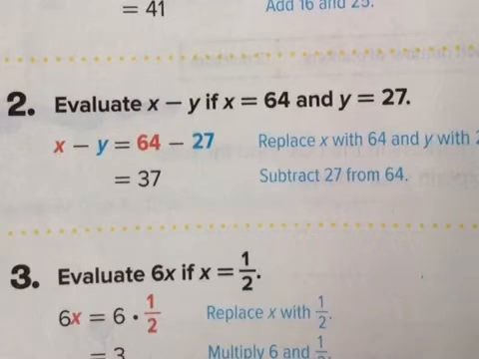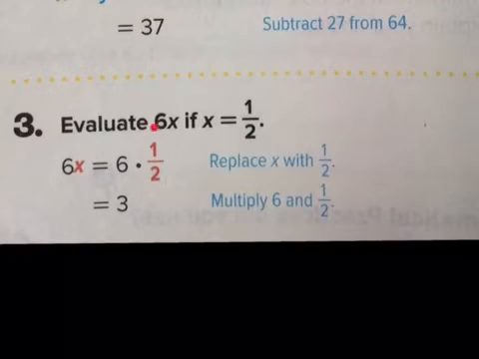And now they're telling us x minus y. Here's two other variables, and they're telling us the value of x is 64 and y is 27. So we do 64 minus 27 equals 37. And here they want us to evaluate 6x.